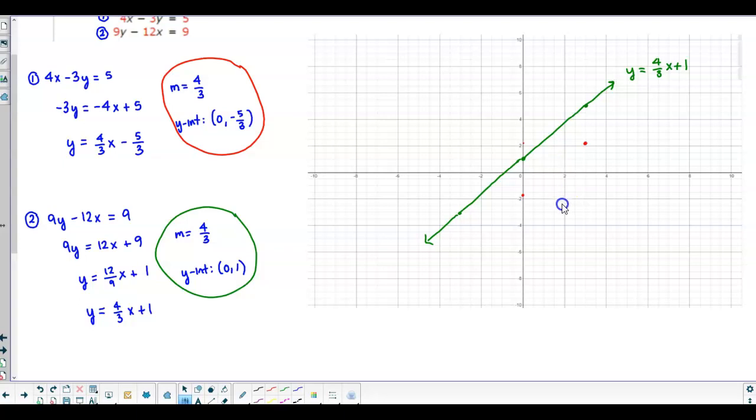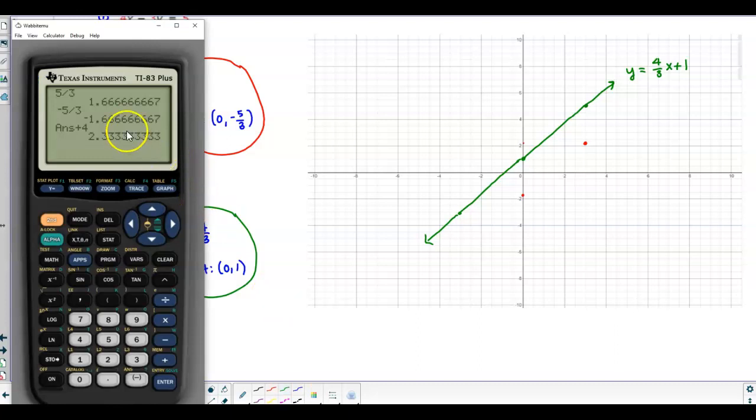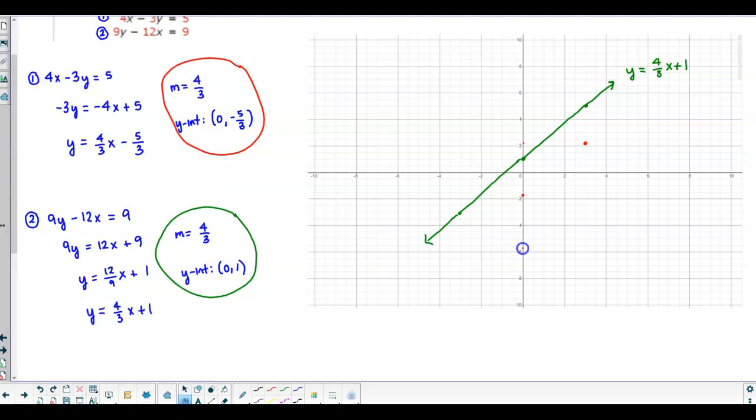Okay? And then likewise, we're going to go down 4. So we're going to take our negative 1.667, sorry, and then subtract 4. And that gives us negative 5.667, so it's about right here. And then we're going to go to the left 3. So 1, 2, and then 3.